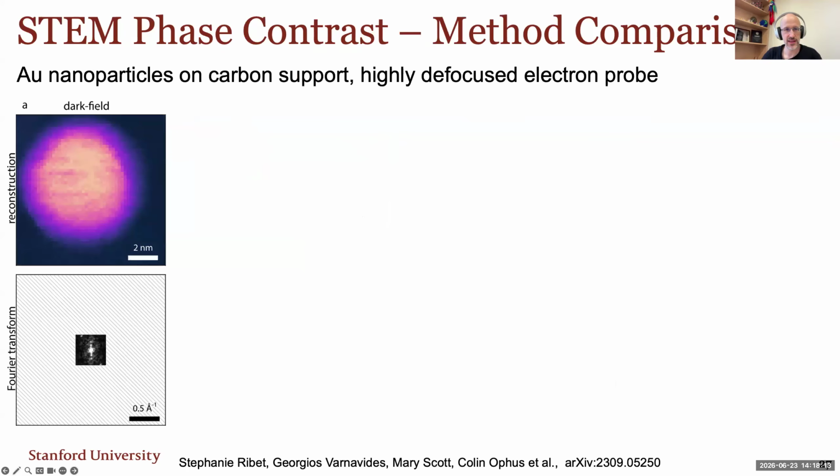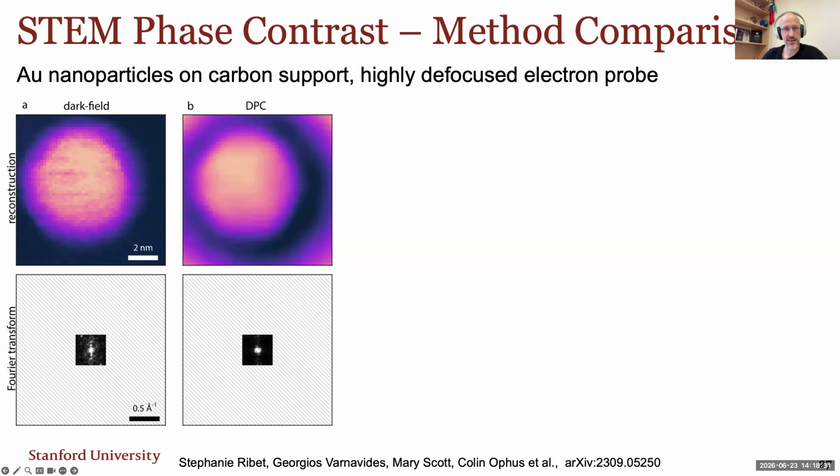So as a quick summary of STEM phase contrast here, this is comparing all the different imaging methods that we can use. So the dark field image is that single pixel detector I mentioned. For a highly defocused probe on this gold nanoparticle, you simply see a big blob. If you switch to doing differential phase contrast here, you can get a much higher signal to noise, but it's still effectively a big blob because we're not adequately solving for the aberrations and then deconvolving them from our sample.